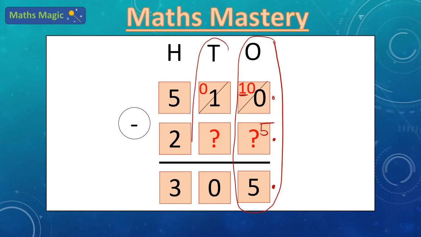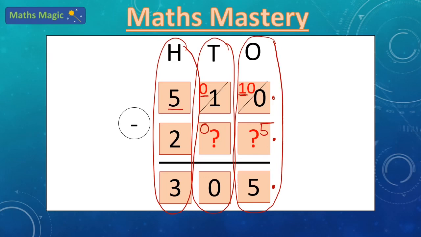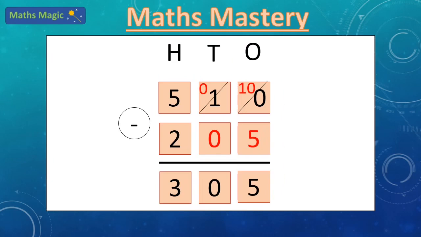Let's have a look at our tens column. We now have a 0 here. So 0 subtract something equals nothing. So our missing number must be 0 also. Finally, we look at our hundreds column, which has already been done for us, which is 5 subtract 2, which equals 3. Giving us a final answer. So 510 subtract 205 equals 305.